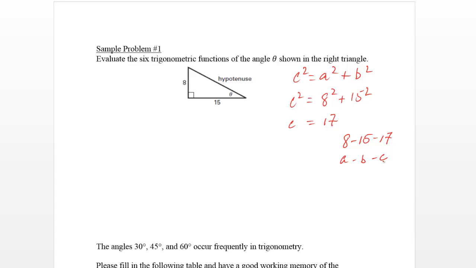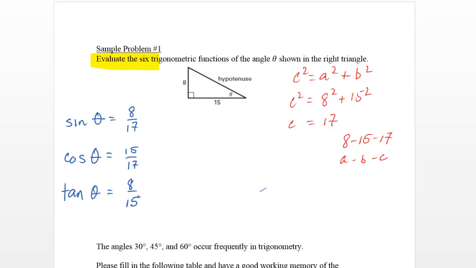Okay, so the problem asks us to evaluate the 6 trig functions. So evaluate simply is asking me to set up the 6 trig functions. So that's what I'm going to do. I'm not going to solve anything. I'm just going to set up the ratios. So you can see here I've set up the first 3 that you probably remember from SOHCAHTOA. Sine is opposite over hypotenuse, cosine, and then tangent. Now it asks for 6, so I need the reciprocal ones as well. So I'm going to go ahead and do the reciprocal functions also. Okay, so you can see the reciprocal functions there.